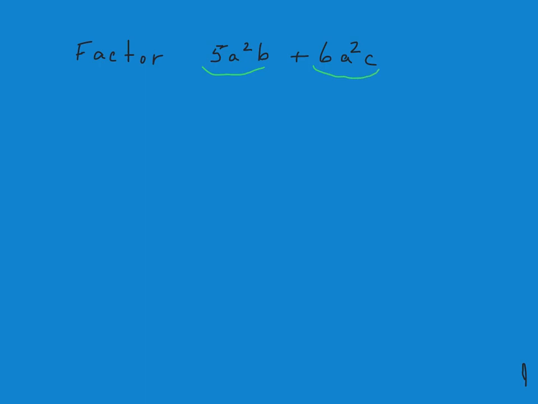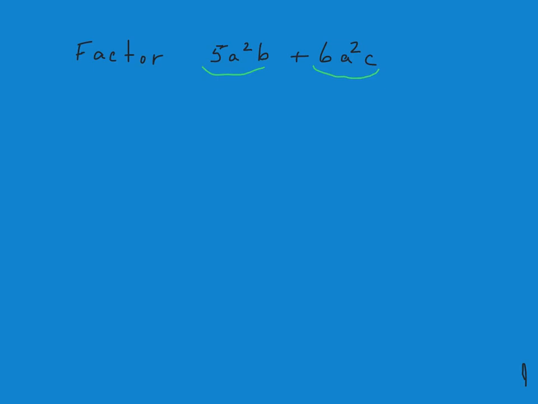So the 5 and the 6 do not have any common factors other than 1. 5 is a prime number. 1 times 5 is the only way to break it down. 6 is a composite number. 1 times 6 or 2 times 3 are the only ways we can break that one down. So there are no common factors in the 5 or the 6.